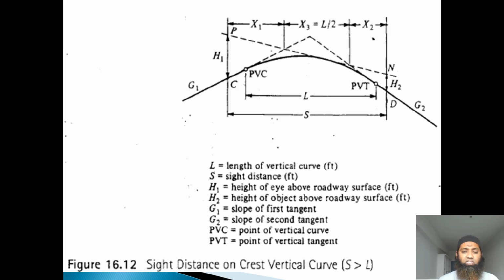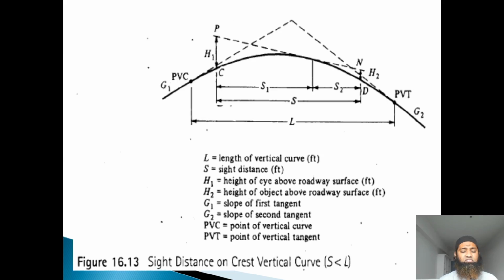PVC, point of vertical curve, and PVT, point of vertical tangent. As I had told you, PVC is the vertical curve and this is the vertical tangent. So this is how we have to provide sight distance on crest vertical curves. You can see in this figure also, it has been changed. Length of vertical curve is the same from one point to the other. S is the sight distance that has been taken into consideration.